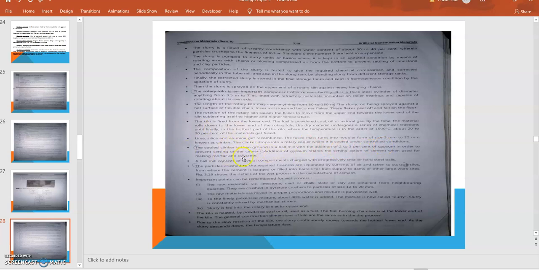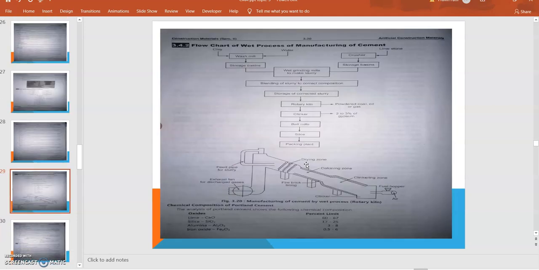So lime and silica are added. Then we add bauxite or gypsum at about 2 to 3%. Due to the addition of the gypsum and bauxite, the cement has a good plasticity, and it can sustain for a longer time. That is the benefit. So that is the difference between the dry and the wet process.